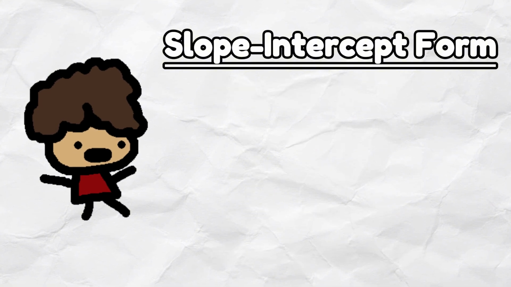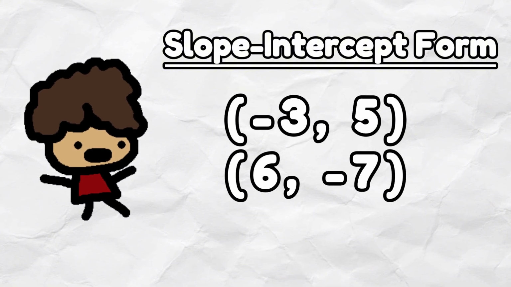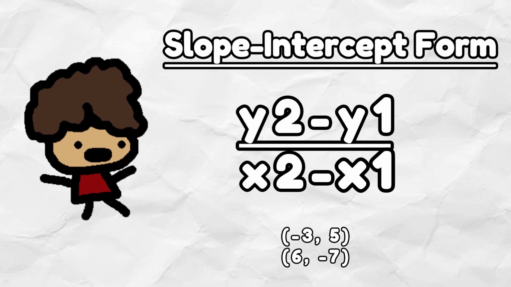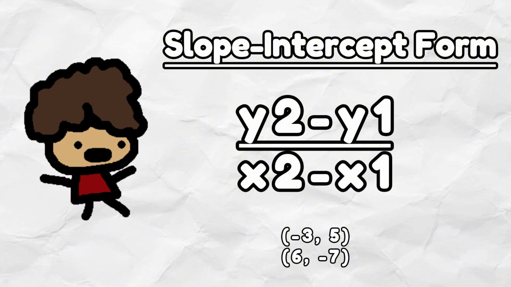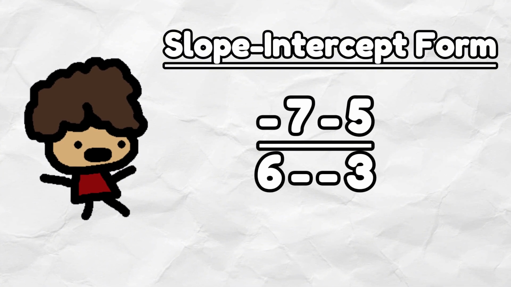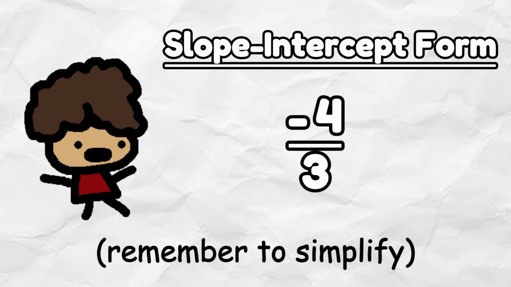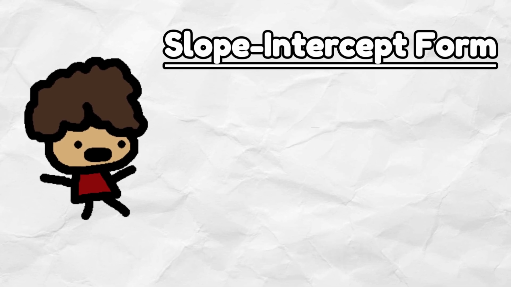If you have a set of ordered pairs and have to write an equation, you start off by setting up your equation as y2 minus y1 over x2 minus x1. You would then insert your ordered pairs into their correct slots. You would then solve this and put the variables into the equation for slope-intercept form.